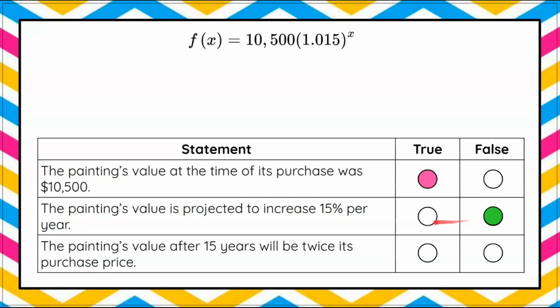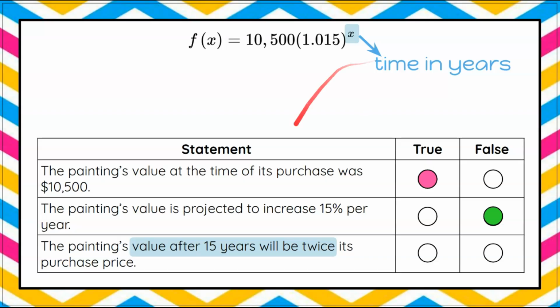Now let's clear our workspace and look at our last statement. The painting's value after 15 years will be twice its purchase price. So how we're going to do this is we understand that in this exponential function, the variable x represents our time in years. So we're asked, what is the value, or is it twice after 15 years? We're going to rewrite this with x replaced with 15 to represent the value of the painting after 15 years.